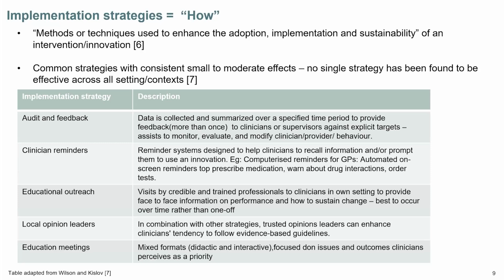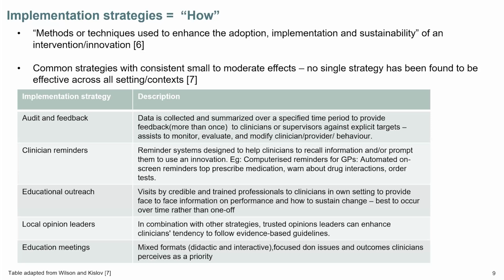So there's audit and feedback, and this is effectively, over a period of time, providing feedback more than once to clinicians or to supervisors against whatever the specific target is that you're trying to implement in practice, and then monitor and evaluate. Audit and feedback gives clinicians a way to see how they're progressing, and in some sense provides an incentive to try and do better. So that's a common one that you'll see within implementation science and within practice change articles as well.